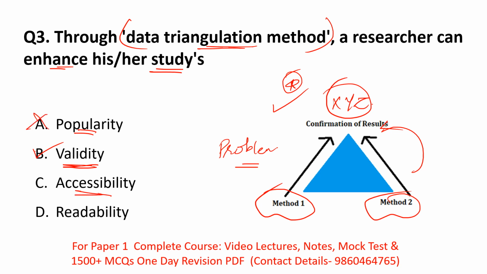Then option C is accessibility. How many people can access that data? Again, it is not the correct option. Then option D is readability, meaning how many people can easily read that paper or that research. So it is not readability; the data triangulation method does not show how people can read it, but it shows the validity of that study, not readability. How valid that data is, the results are valid. So the correct option is option B, validity.